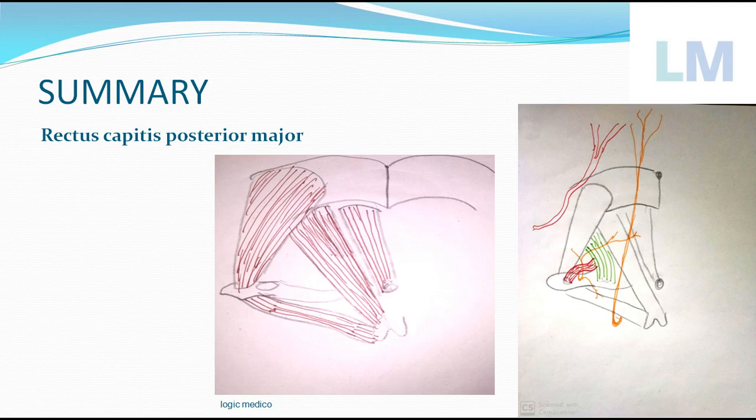So this is a summary of rectus capitis posterior major, meaning a straight muscle on the back of the neck which is going to the skull cap and it is big or large. So rectus capitis posterior major.